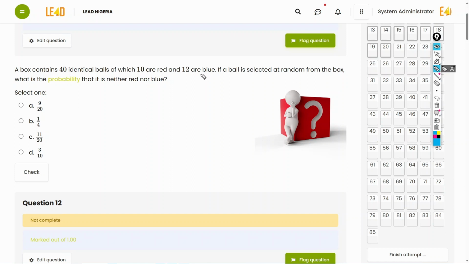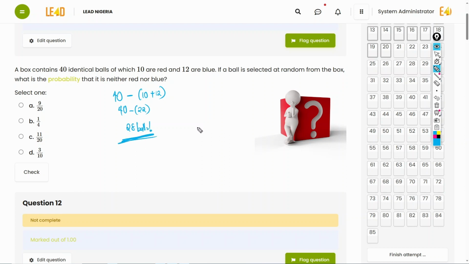Okay, so a box contains 40 identical balls, of which 10 are red and 12 are blue. If a ball is selected at random from the box, what's the probability that it is neither red nor blue? So we want everything else in the box apart from the red and blue balls. So how many balls are not red or blue? If we do that, that would be 40 minus 10 plus 12. That's 40 minus 22. That's 28. So there are 28 balls that fall into the category.